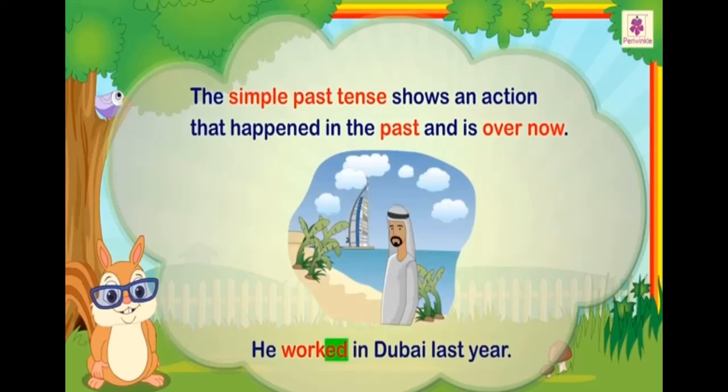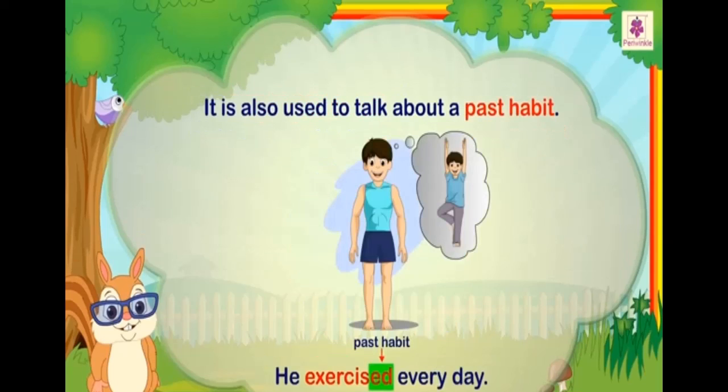Look at the example. He worked in Dubai last year. This example shows that the person was working in Dubai last year. So, we have written worked, using the suffix ed with the base verb. It is also used to talk about a past habit. He exercised every day. So, ed here is showing the past habit.